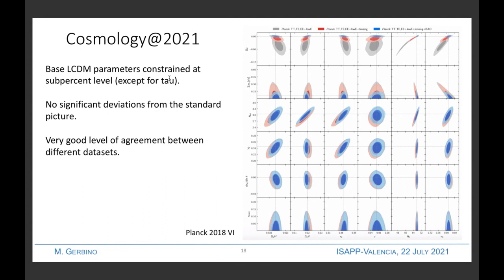And the combination of all the probes that I've described so far are able to constrain these six parameters to sub-percent level, so an extremely high sensitivity to the lambda CDM parameters, except for the optical depth, which is one of the goals of the next generation of CMB experiments from space.